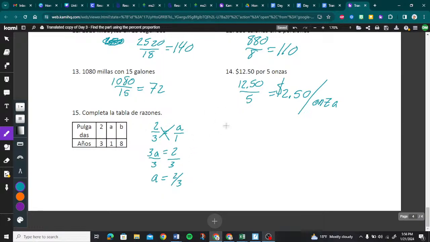Then for B, we go 2 over 3 equals B over 8. And we cross multiply. 3B equals 16. Divide both sides by 3. And B is 16/3. There we go.